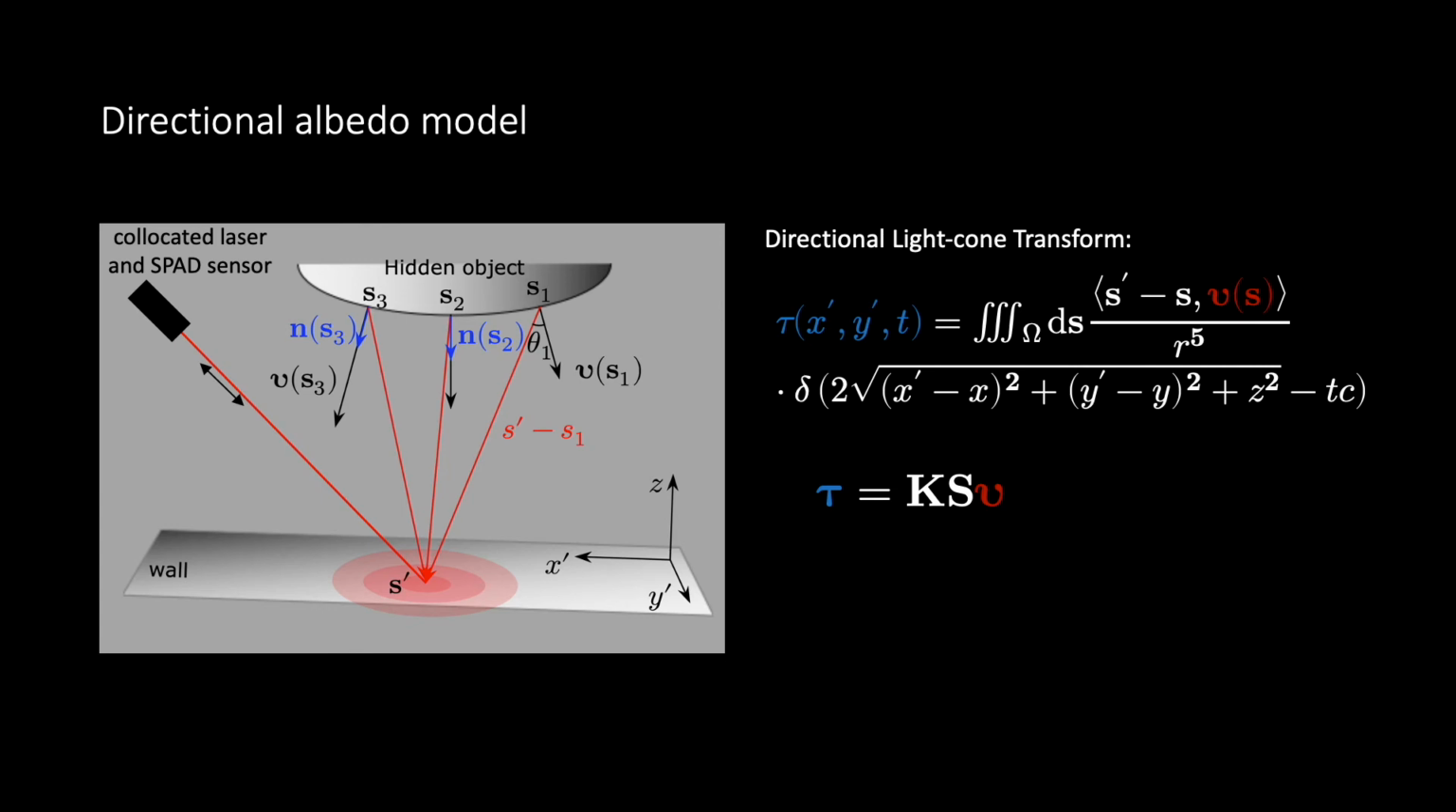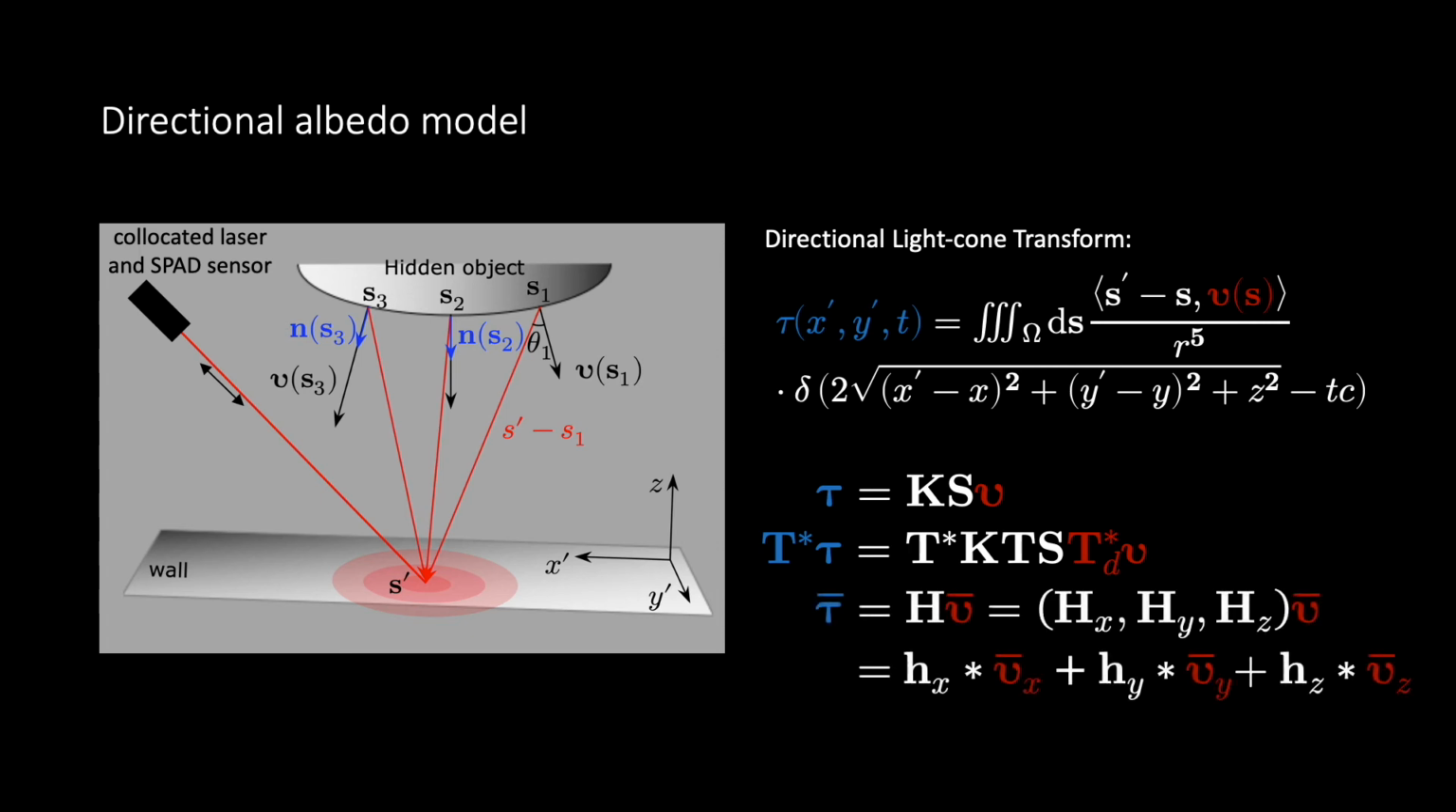However, recovering the directional albedo υ from the measurements is still difficult, due to the size and the unstructuredness of the sensing matrix K. The idea behind the directional light cone transform is to warp the measurements τ, and the unknown directional albedo υ. This allows us to express the forward model as a sum of three convolutions. Notice that since we have only one equation for every three variables, standard deconvolution cannot be used to recover the directional albedo from the measurements.